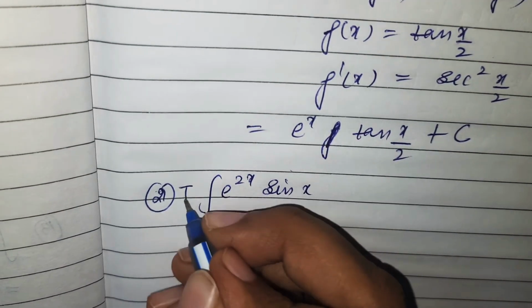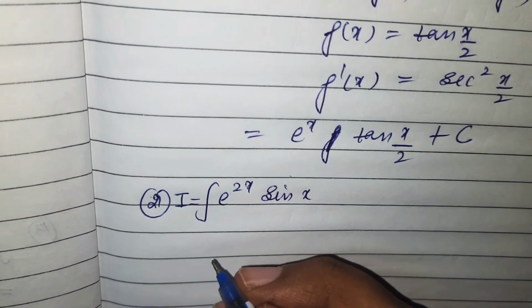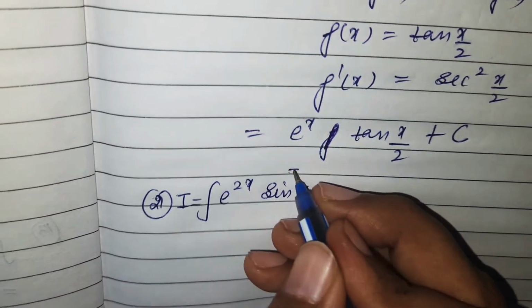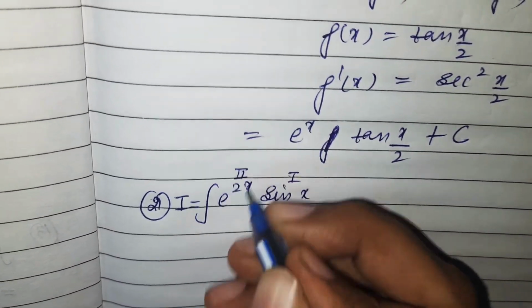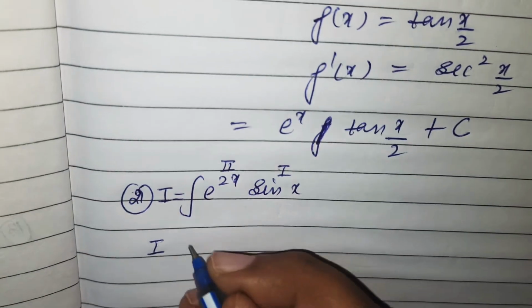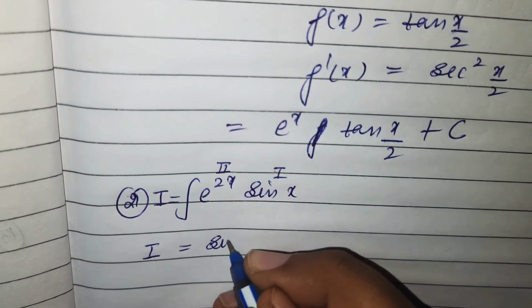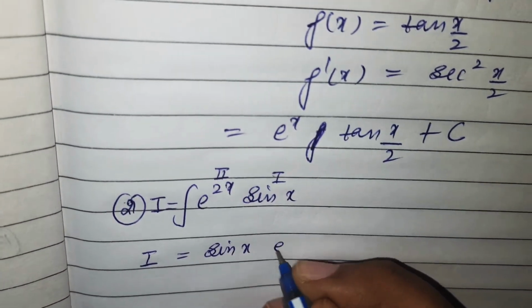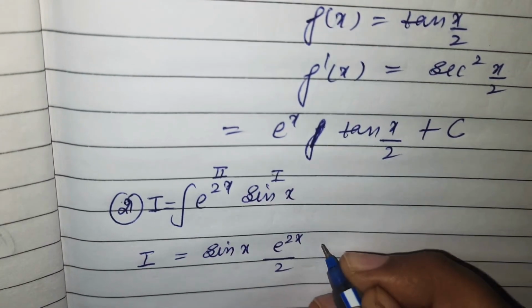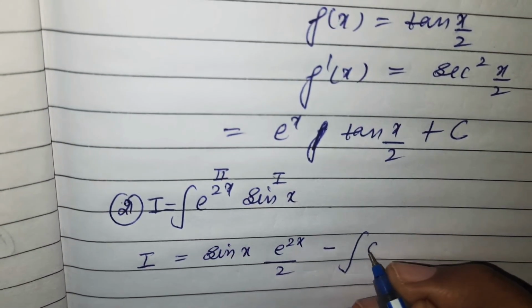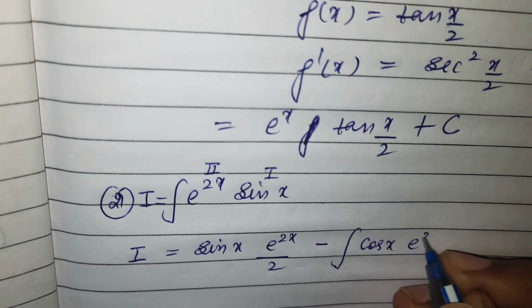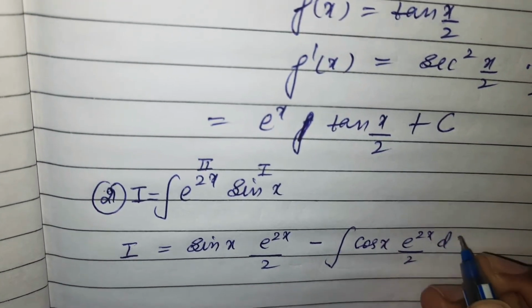Okay, I is equivalent to this. What will be your first function? First function is this, ILATE. Exponential will be the last one. I is equivalent to first function same, integration of second function, minus differentiation of sin x, e raised to the power 2x by 2 dx.